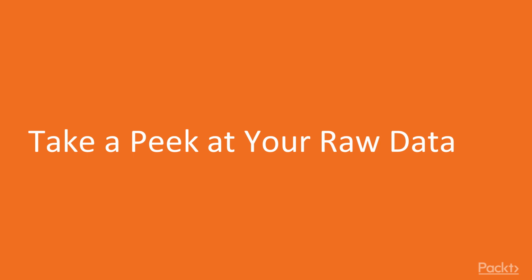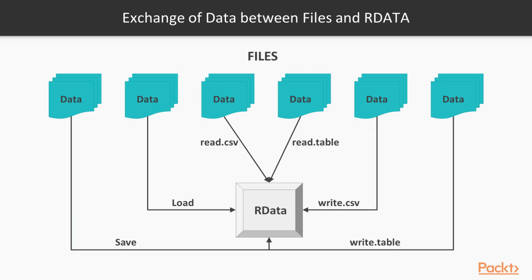Let's begin this section by taking a look at your raw data while reading and writing this data into the database. Generally speaking, data for collection can be in multiple files and in different formats. You can exchange data between files and R data using the many built-in functions provided by R, such as save, load, read CSV, read table, write CSV, and write table.